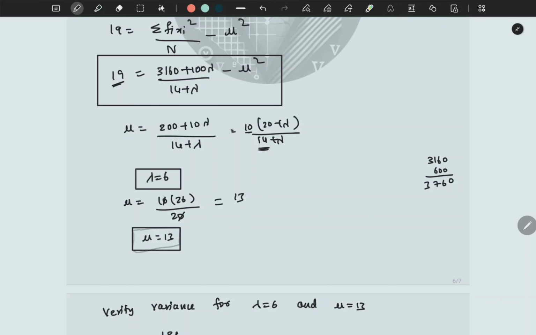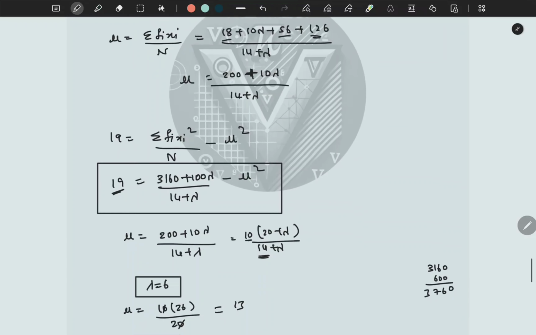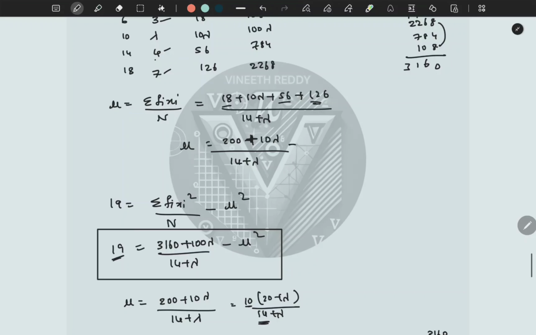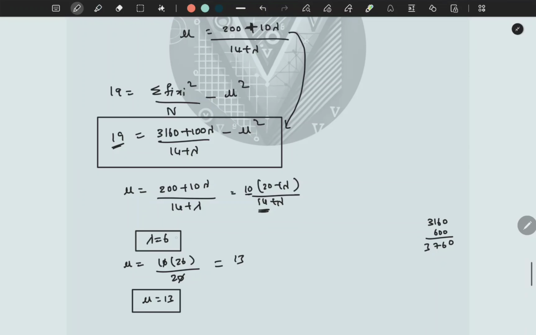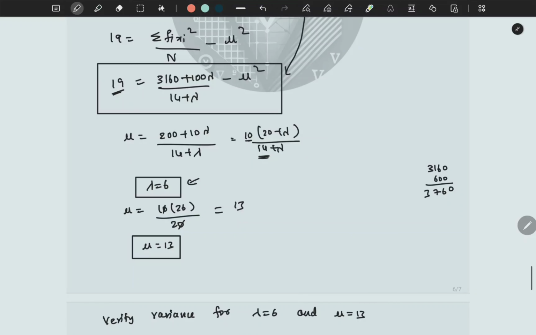I hope you understood how we are doing it. See, the actual method is we have to replace this value of mu in this expression, and then we will get a quadratic in lambda. We have to solve for that. But what I'm trying to do is just doing reverse engineering. Since lambda is a positive integer, mu also should be a positive integer depending on the answer, right? So I'm just trying to guess the value of lambda such that mu is also an integer. So we got lambda is 6. For lambda equal to 6, we got mu equal to 13.